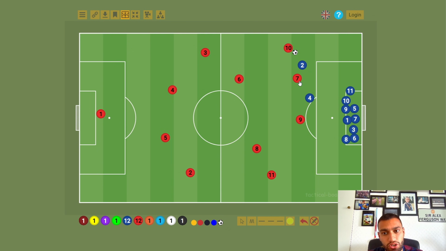Utilising this 2v1 scenario here, the 7 making that underlapping run, obviously timing their run as well, with a perfectly timed pass. Weight of pass is very important here as well. The 7 receiving the pass in this gap here, and then a cutback or a cross.